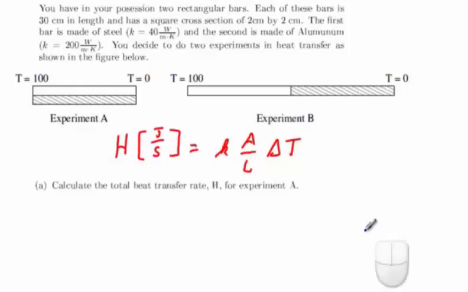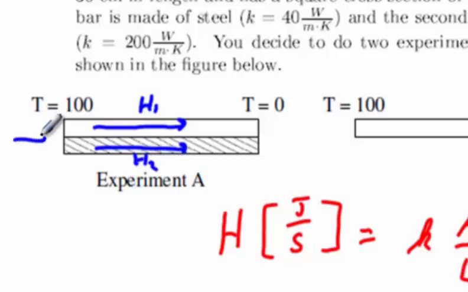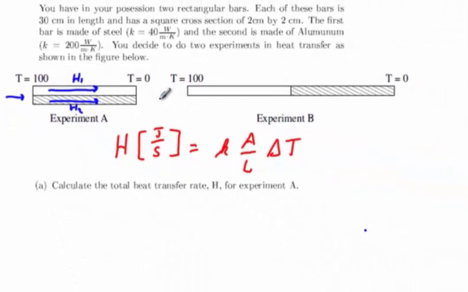Part A of the problem deals with the heat transfer in experiment A, and what we recognize is that the heat will transfer through both bars. We can call the heat transfer through one bar H1, and through the second bar, H2. The total heat that is flowing in from the left splits, sending a certain amount H1 through one bar, H2 through the other bar. So what we'll find in this problem is that H total will be equal to the sum of these two heat flows, H1 plus H2.